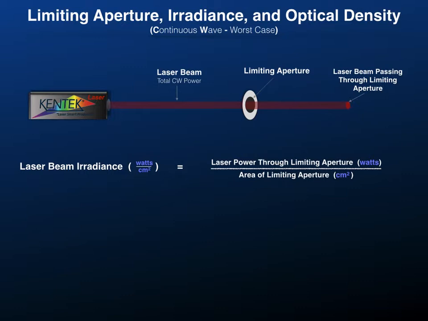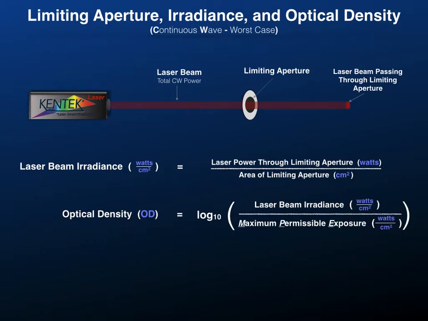So when we talk about laser beam irradiance, we really don't talk specifically about the beam diameter as much as we do about averaging the power over the limiting aperture. So in this case, where all the power is passing through the limiting aperture, the laser beam irradiance that we're going to use is the laser power through the limiting aperture divided by the area of the limiting aperture. Now, laser power is in watts, area of the limiting aperture is in square centimeters, so irradiance is in watts per square centimeter.